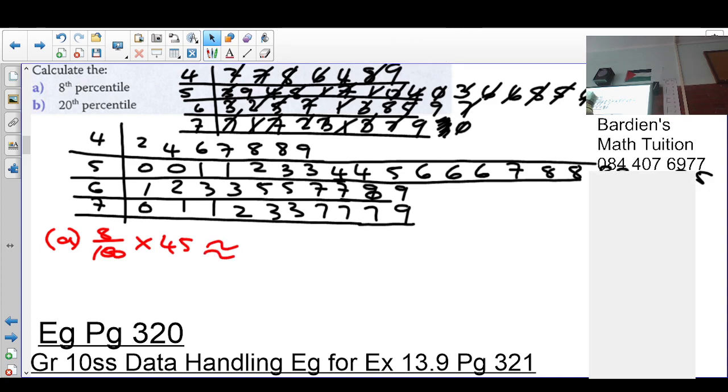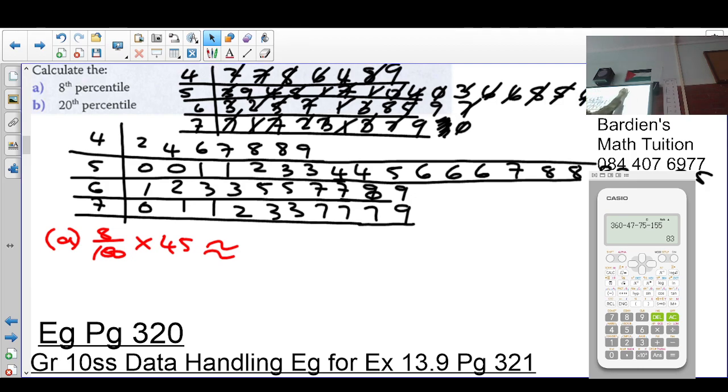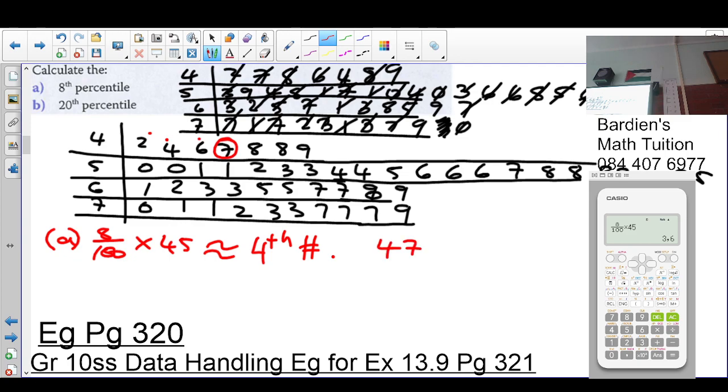So it's going to be 8 over 100 multiplied by 45. You get 3.6. So the 3.6 is approximately the fourth number. You guys understand? So it's going to be approximately the fourth number. So we count 1, 2, 3, 4. So therefore the number is 47. Whatever this represents. No? What is this? Seconds. Can you see that, people?